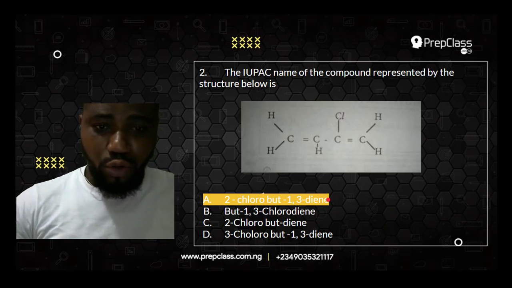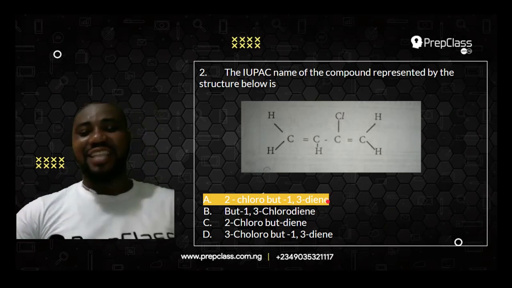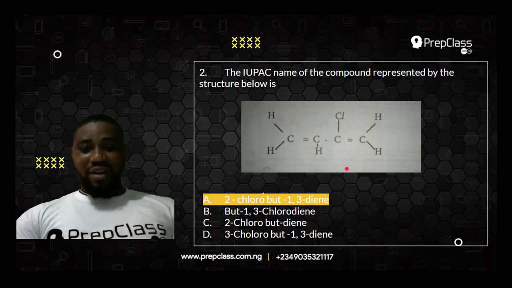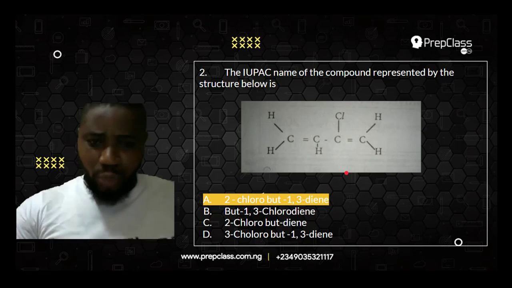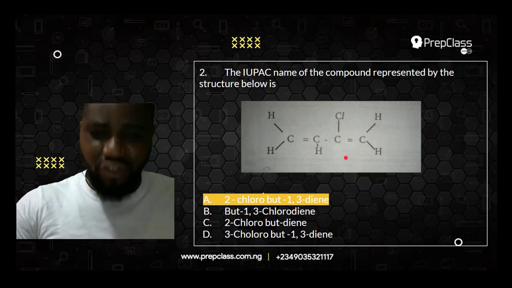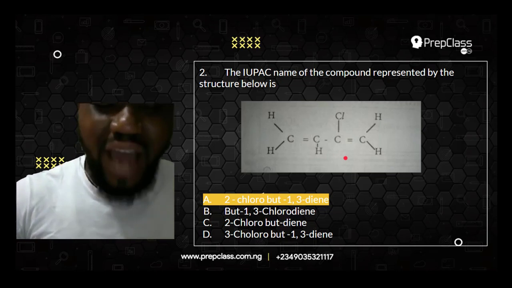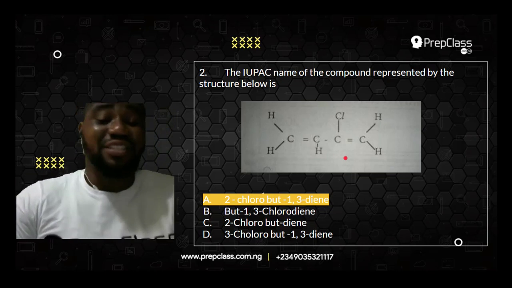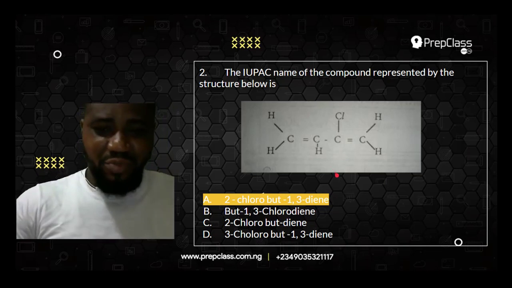2-chloro-buta-1,3-diene. Very simple. Some of you might be finding this a bit complicated, but don't worry. In our subsequent videos, we'll be handling organic chemistry, and I'll be teaching you specifically how to name these carbon compounds. They are very simple. It's no big deal.